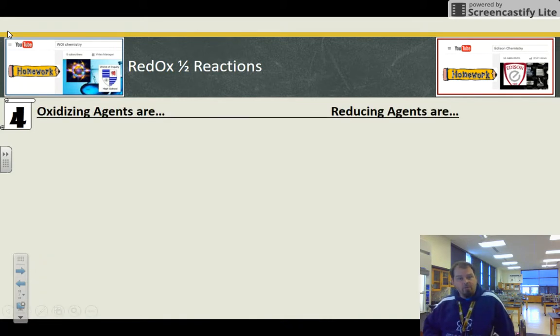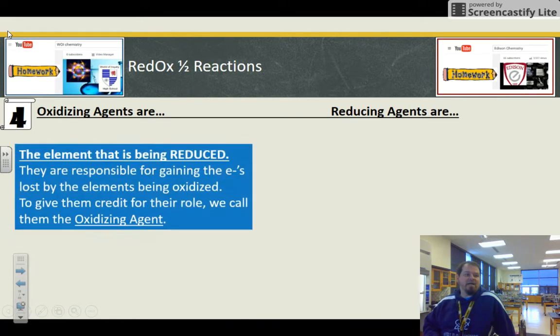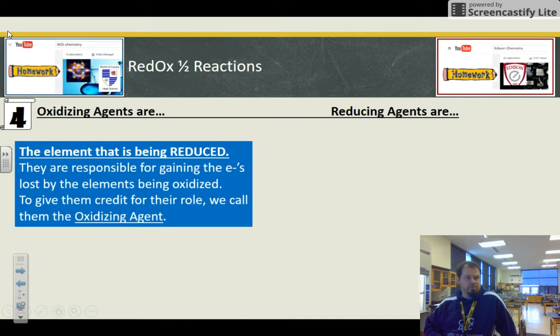Okay, now here we go. These are the opposites, oxidizing agents. So the element that is being reduced is the oxidizing agent. They're responsible for the gaining of electrons lost by the elements being oxidized. Oxidation is losing. So in order for an element to oxidize and lose its electron, there must be somebody around to grab it. Okay? So he's the agent. He's the partner in crime, if you will. To give them credit for their role, we call them the oxidizing agent. But it's actually the thing being reduced. See, it's the opposite? That's what I'm talking about. Kind of confusing. I get it.